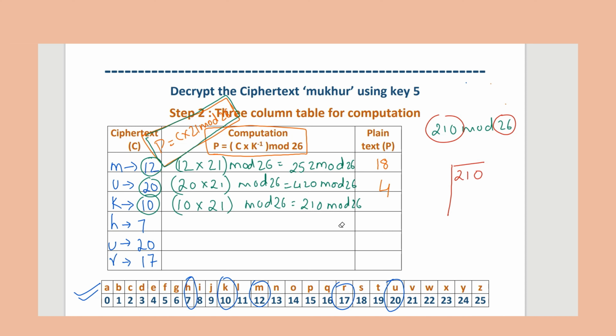You take 210 and divide it by 26. So 26 into 8 is 208 and the remainder is 2. So 210 mod 26 is 2 and hence the recovered plaintext number is 2. The next number which you want to decrypt is 7.